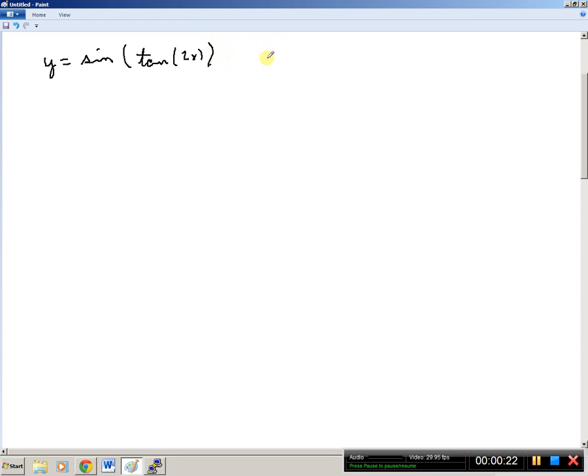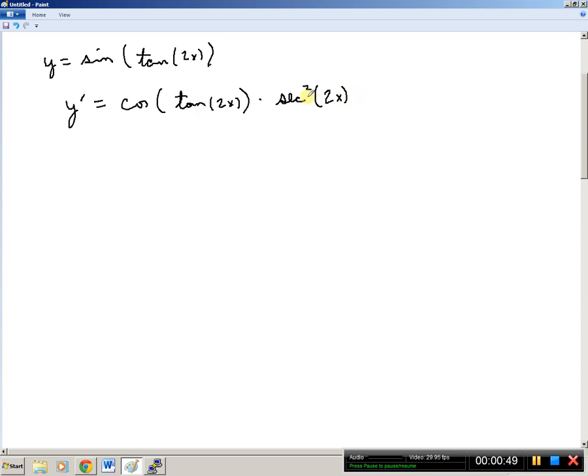So dy dx, which I'm going to write as y prime, is going to be the derivative of the outer function, that's cosine, of whatever's there. So that's tangent of 2x. And then the chain rule comes along and says, now you got to multiply by the derivative of what's inside. So you have to remember the derivative of tangent, that's secant squared of whatever's there, secant squared of 2x.